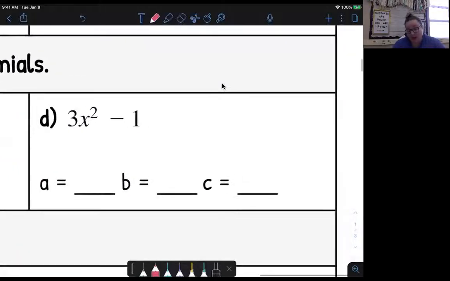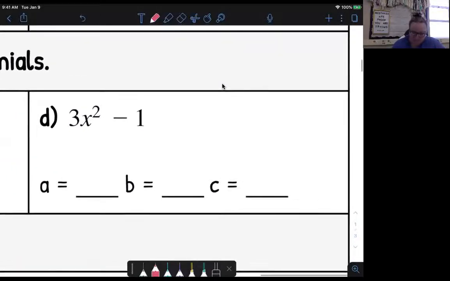All right, let's see if you can get part D. So 3x squared minus 1. Identify a, b, and c. Go for it. So I wonder if you got it right. The correct answer is a would be 3, b would be 0 this time, and c is negative 1.